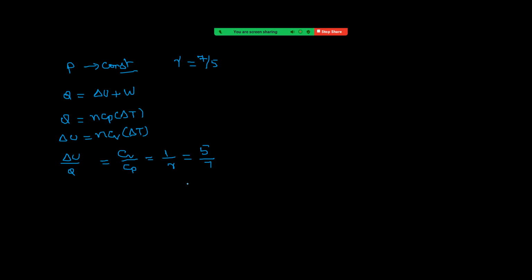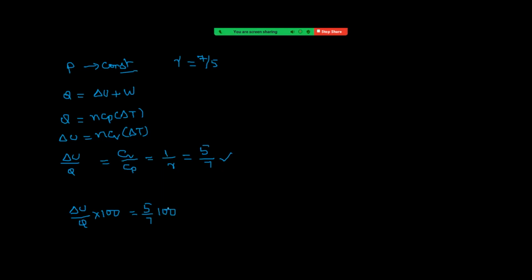1 by gamma. Wait, I have taken it in reverse. Gamma is 7 by 5, so 1 by gamma is 5 by 7. For our question, this is the answer. If they ask for a percentage increase, then we have to write delta U by Q into 100. That gives the percentage change.